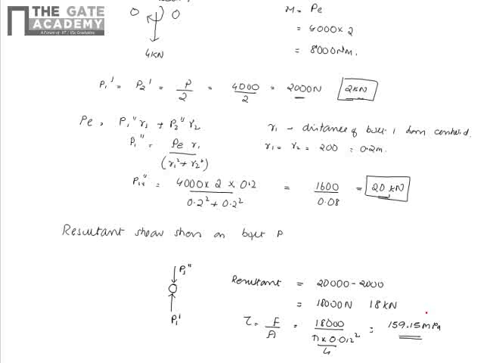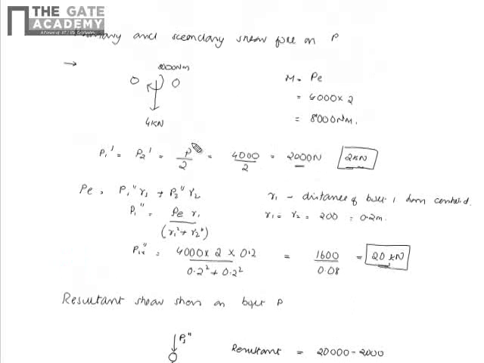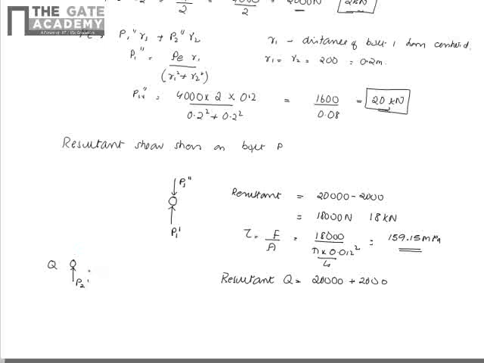So what about the resultant shear stress in the bolt Q? Resultant in Q is equal to, that will be 20,000 plus 2,000, because if you take bolt Q, P2 dash will be acting in this way. And what will be the action of P2 double dash? Since it is this way, P2 double dash will also be acting in the upward direction. Therefore, resultant is equal to P2 dash plus P2 double dash. So that is equal to 22,000 newtons.